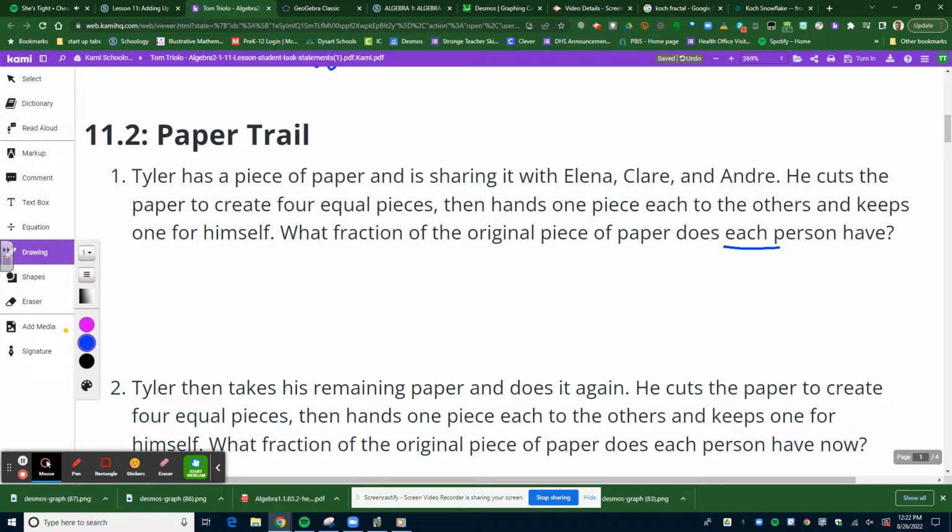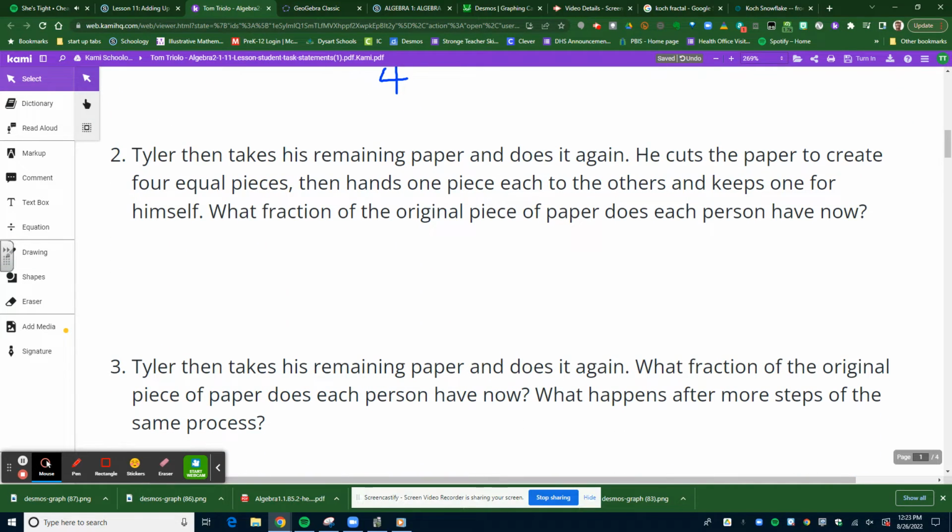What do we got, Maeve? 1/4. Okay. So he takes the paper in his hand. He then does it again. So he takes that paper, cuts it into quarters, and gives it to everybody. Don't say it. Figure it out. How much do they have now?